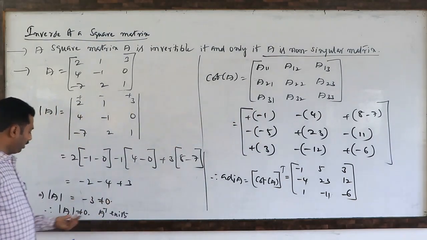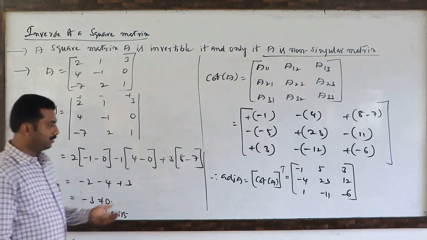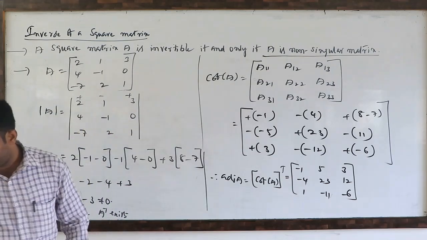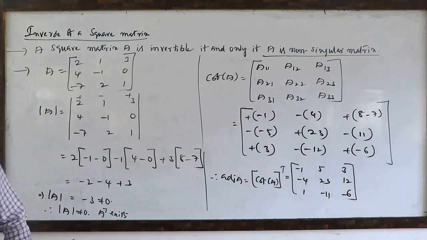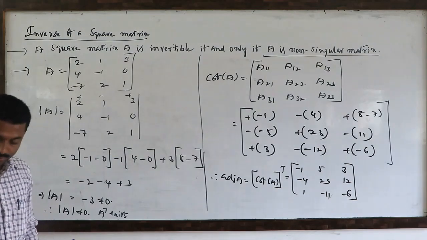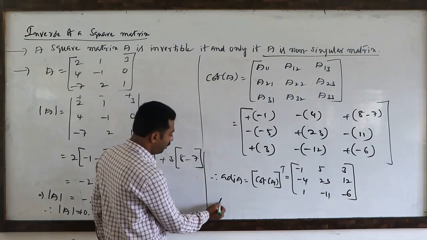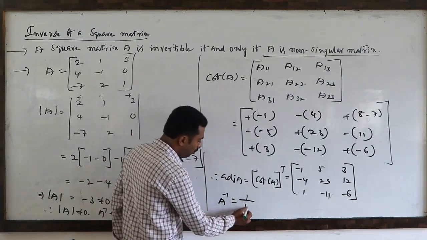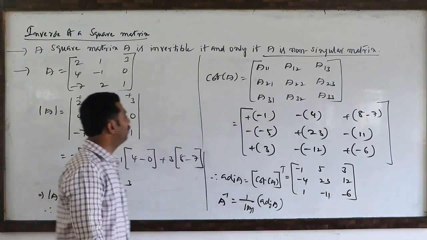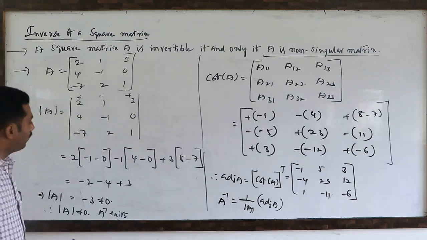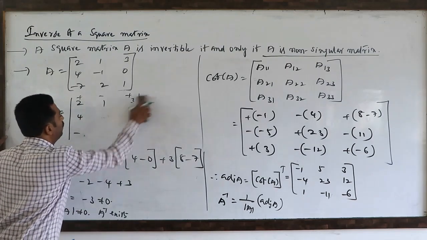So adjoint of A we got, determinant of A we got. So what is A inverse? You see there. Adjoint of A you check: minus 1, 5, 3, minus 4, 23, 12, 1, minus 11, minus 6. So finally what we have to calculate is A inverse: 1 by determinant of A into adjoint of A matrix. So how to calculate finally A inverse, you see here.